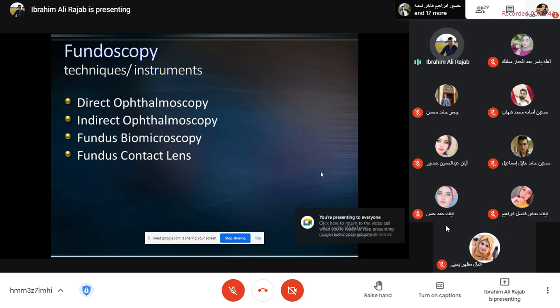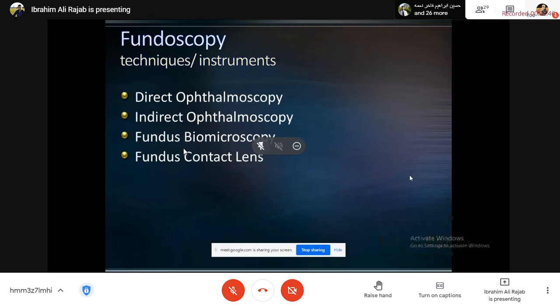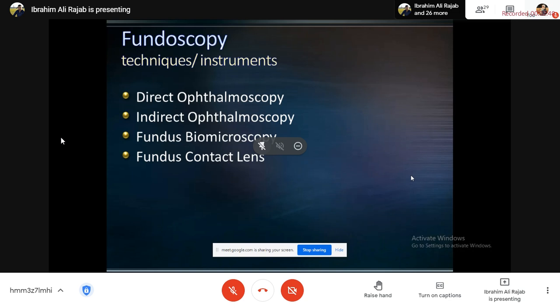So how do we examine the fundus? We examine the fundus by, as I said, four instruments: the direct ophthalmoscope, the indirect ophthalmoscope, the lens with the slit lamp, which is called slit lamp biomicroscope, with an additional condensing lens, and a special lens, the contact lens, also with a slit lamp. So direct, indirect, fundus biomicroscope with condensing lens, and fundus contact lens.